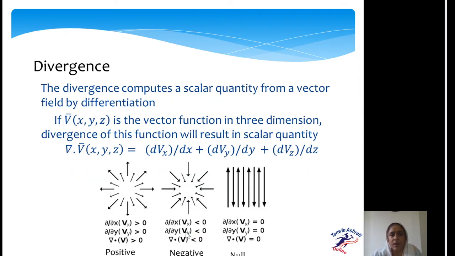Divergence. Divergence computes a scalar quantity from a vector field by differentiating. Now, let's suppose we have a vector function V in 3 dimensions, and we try to find the divergence of this function. That results in a scalar quantity: change of Vx component with respect to x, plus change of Vy component with respect to y, plus change of Vz component with respect to z.